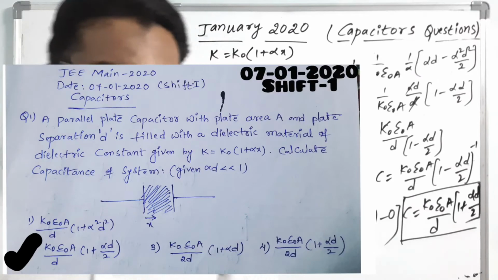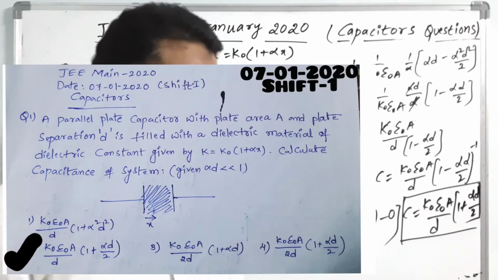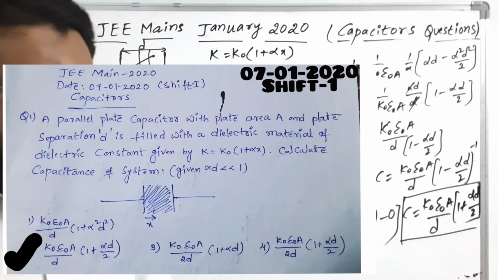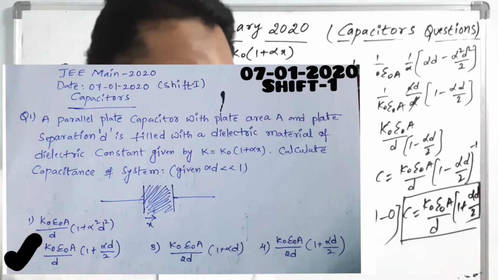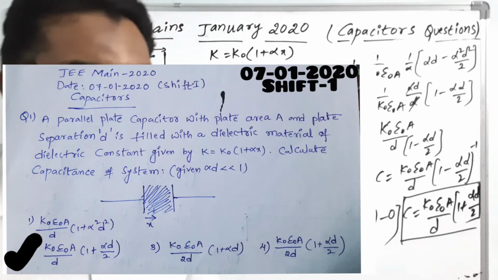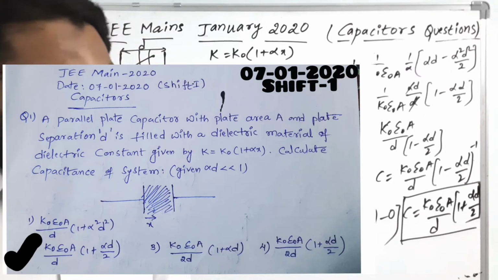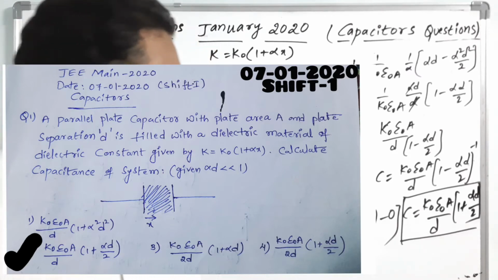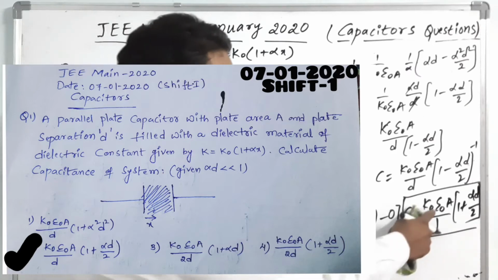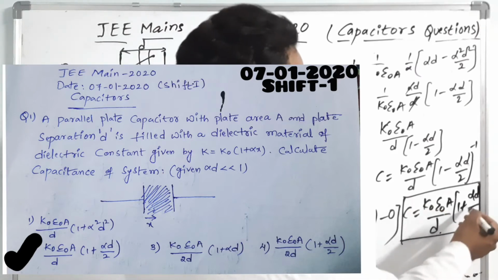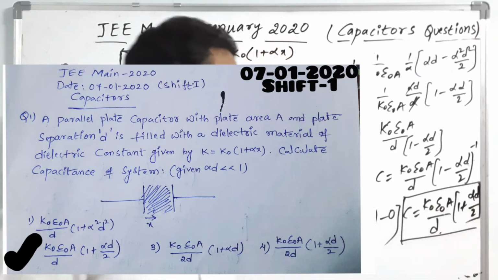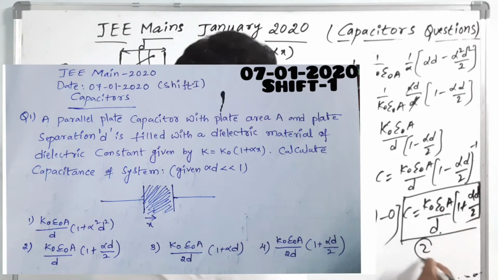So options are given: the first, k naught epsilon naught A by d (1 plus alpha square d square). The second option, k naught epsilon naught A by d (1 plus alpha d by 2), and the same like that here. Option 2 is correct. So by comparison, k naught epsilon naught A by d (1 plus alpha d by 2), the second option is correct.